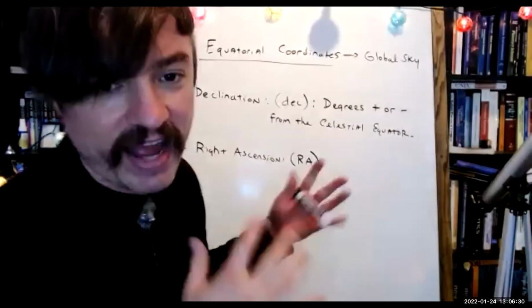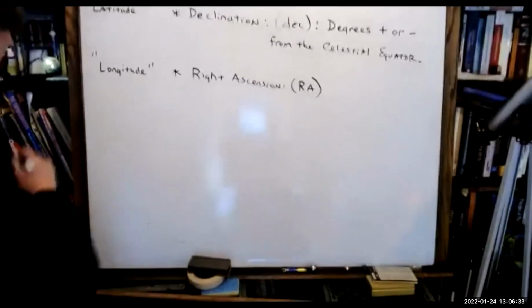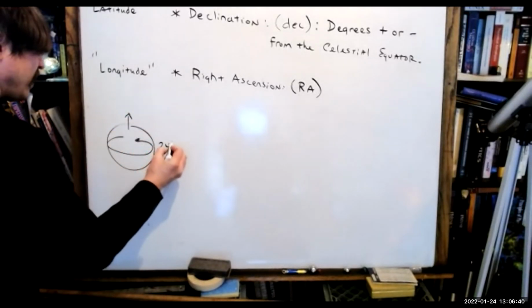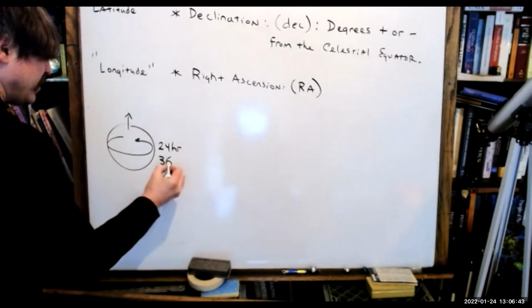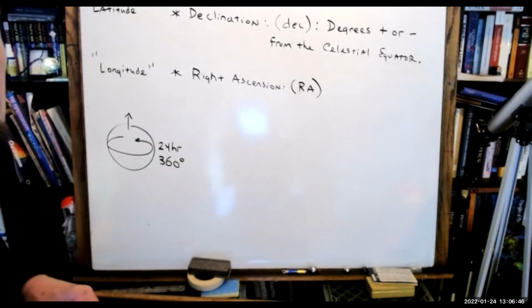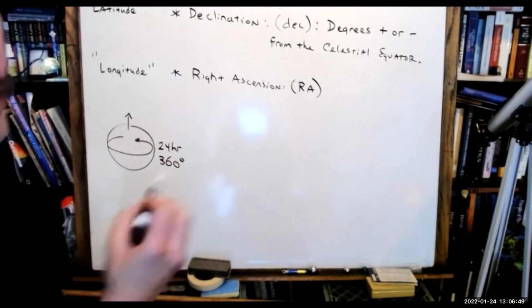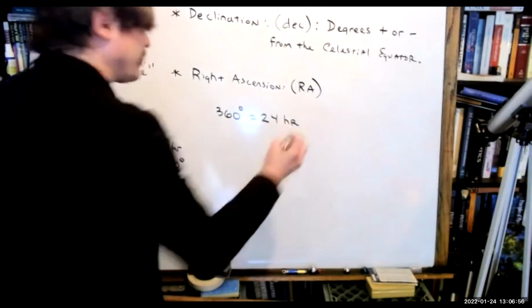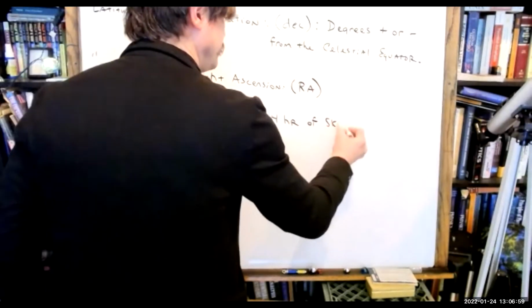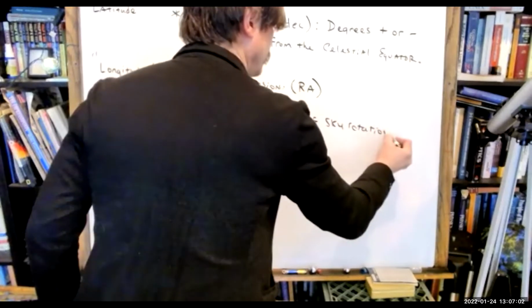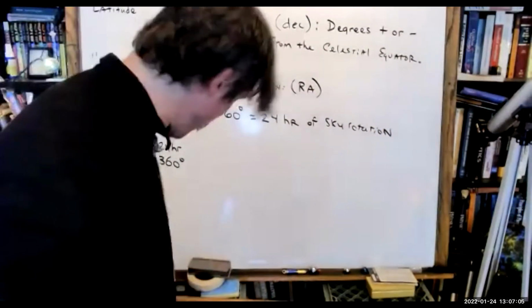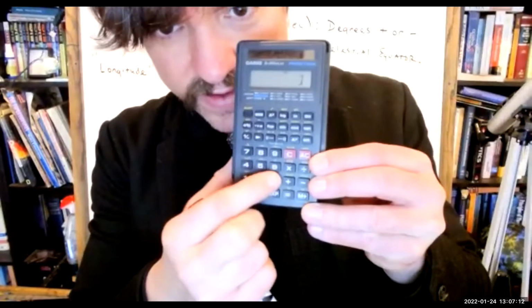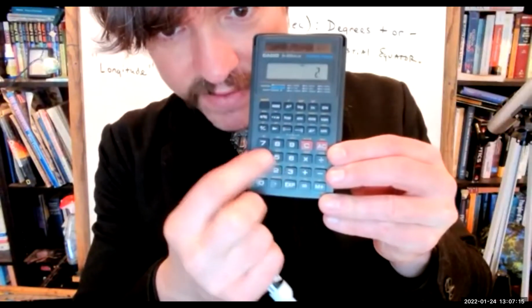There is a relationship between angle and time in astronomy, and it goes something like this. On a spinning Earth, you spin in 24 hours through a 360-degree circle. So in astronomy, there's this weird conversion where 360 degrees is equal to 24 hours of sky rotation. And I want you to see what happens here. If you take your calculator and you divide 360 degrees by 24, you've probably never thought to do this before.